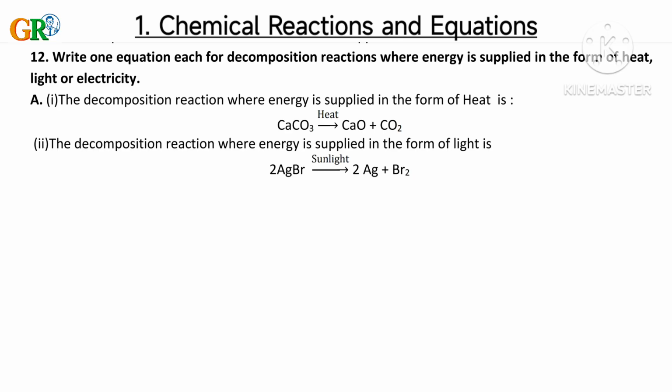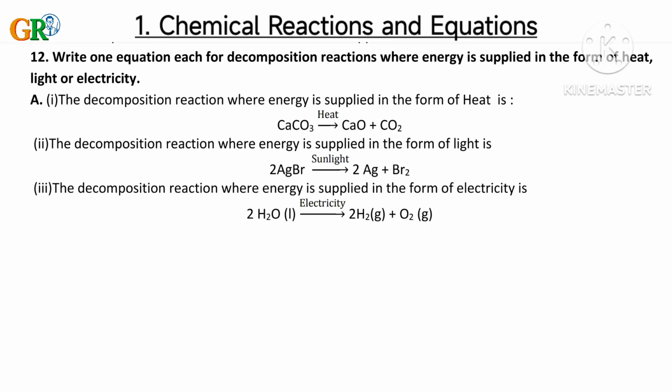The decomposition reaction where energy is supplied in the form of light is silver bromide gives rise to silver plus bromine. The chemical equation is 2AgBr gives rise to 2Ag plus Br2. The decomposition reaction where energy is supplied in the form of electricity is water gives rise to hydrogen gas plus oxygen gas. The chemical equation is 2H2O gives rise to 2H2 plus O2.